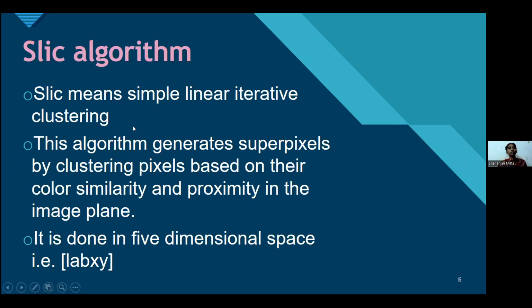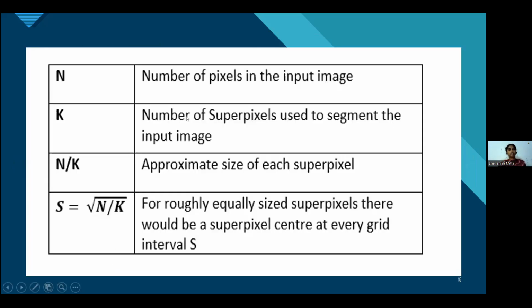SLIC algorithm. What does this mean? SLIC means simple linear iterative clustering. It generates superpixels by clustering pixels based on their color similarity and proximity in the image plane. It is done in 5-dimensional space, that is LabXY, which means the CIELAB color space. LabXY means the 3 Lab color channels, and XY means the X plane and Y plane. These are the distance methods which are used in the SLIC algorithm: N, K, S equals root of N by K. What does N mean? N means the number of pixels in the input image.